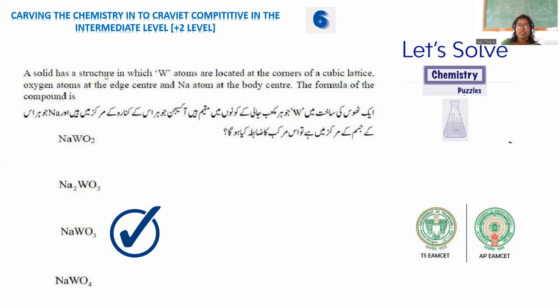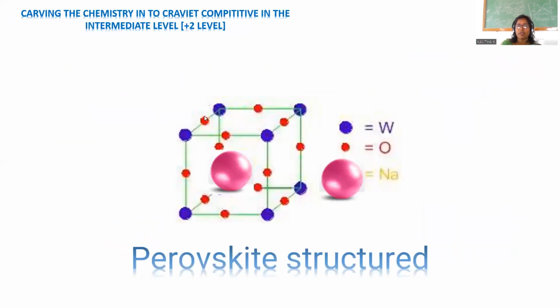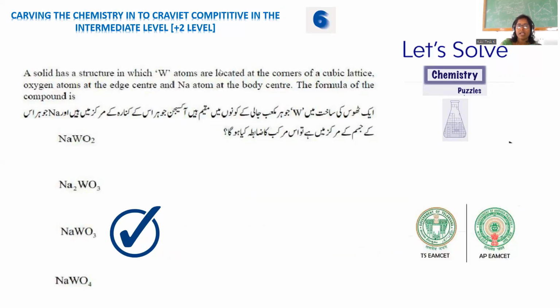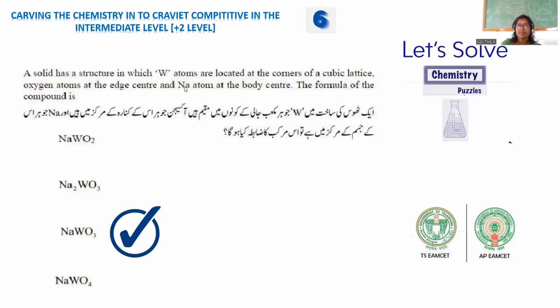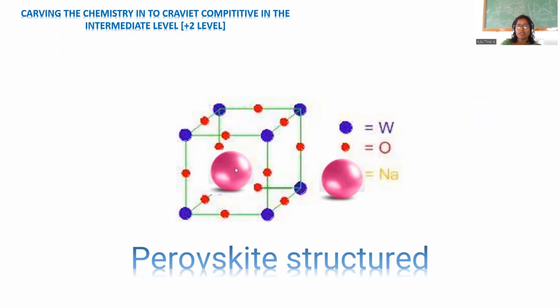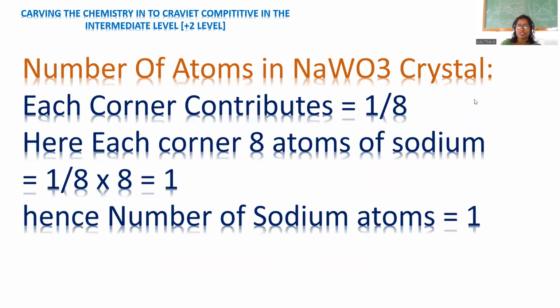So here in the solid, W atoms are located at the corners of the cubic lattice. You can notice the blue lobes which are indicated with tungsten. Oxygen atoms are at the edge centers. If you see the red lobes, each edge center is given with these red lobes which belong to oxygen. And sodium is at the body center. At the body center, the sodium atom will be there. This will be the crystal lattice of perovskite. The perovskite structure will be provided, and let's see how the atomic distribution is possible, right?